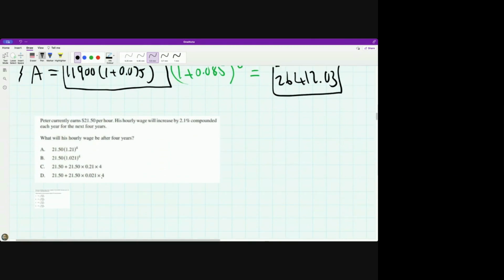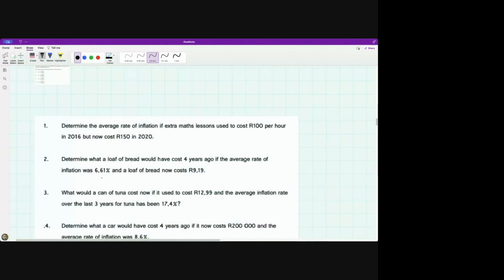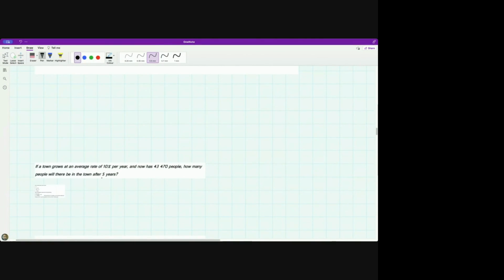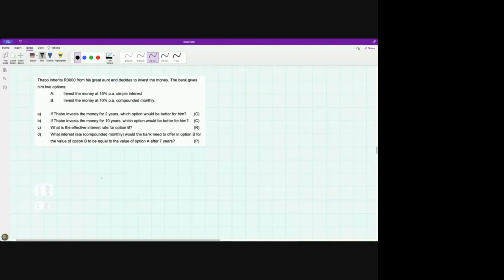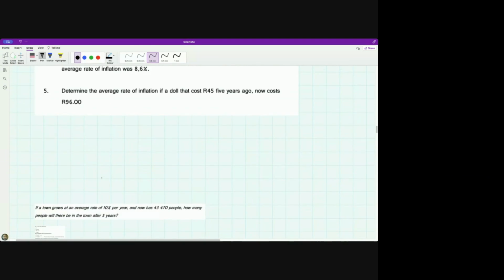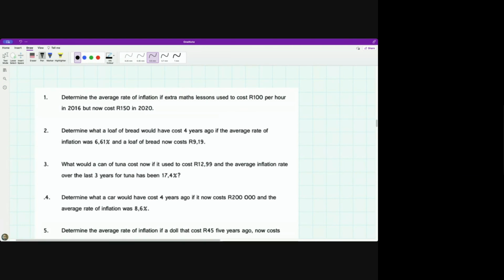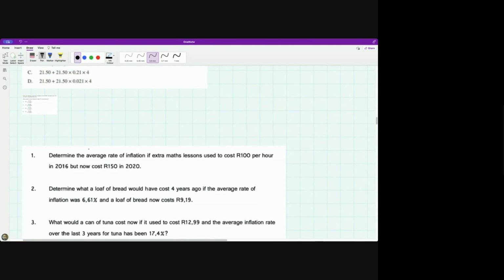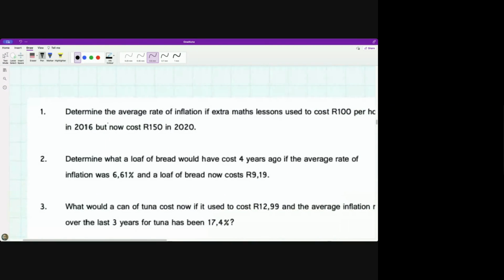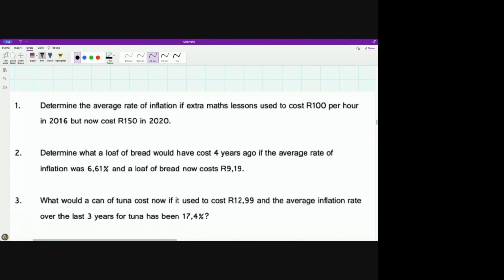All right, now let's not do that question. Let's do inflation. Let's have a look at this idea of inflation. Often this is dealt with in financial maths. So determine the average rate of inflation if extra maths lessons used to cost 100 Rand per hour in 2016, but now cost 150 Rand an hour in 2020.